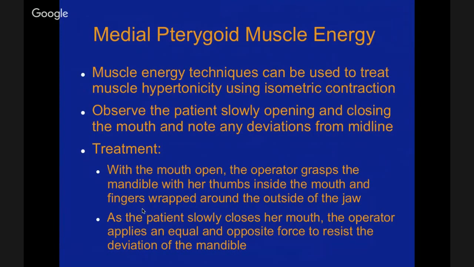And then medial pterygoid muscle energy technique. I couldn't find a good image of this one, but muscle energy techniques are used to treat muscle hypertonicity using isometric contraction. Observe the patient slowly opening and closing the mouth to note any deviations of the mandible. And then as the patient opens the mouth, you grasp the mandible with the thumbs inside the mouth and the fingers wrapped around the outside of the jaw, and then resist that deviation of the mandible as the patient opens, or as the patient closes their mouth.